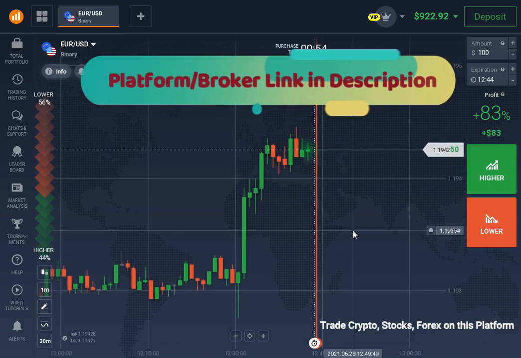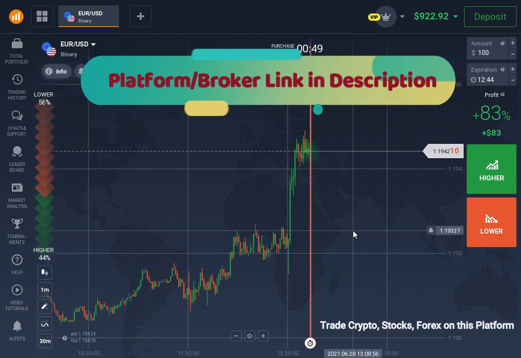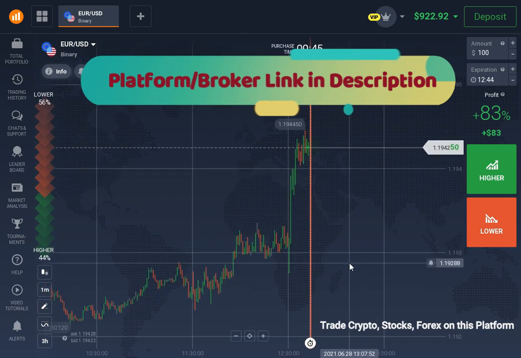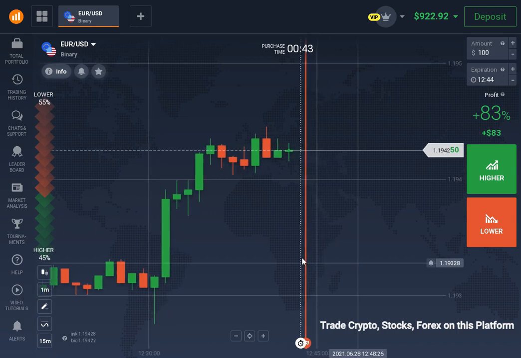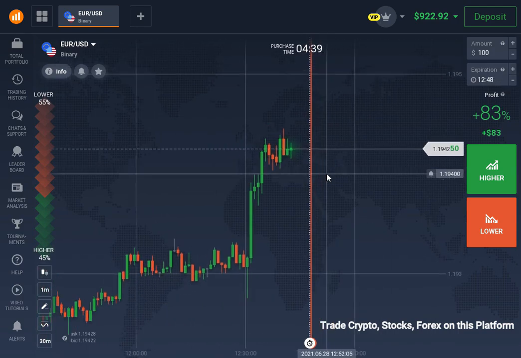As you can see, we are on the live chart. It is Euro US dollar chart, and currently the market is moving in the upward direction very strongly. So let's wait for some trading opportunity and then we will place our trade.